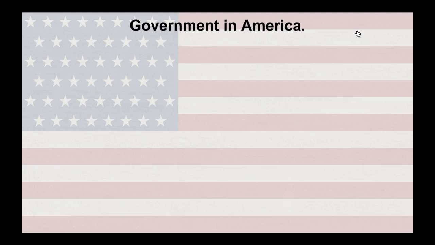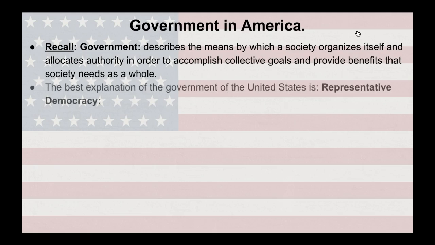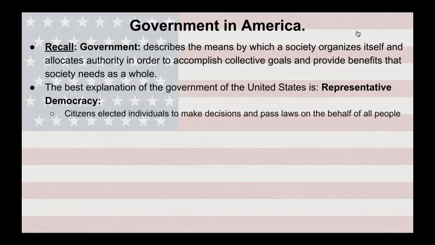Government in America. If you recall from our last lesson, government is the means by which a society organizes itself, allocates authority, and provides benefits to the society as a whole. And so the best explanation of a government in the United States is a representative democracy, because in a representative democracy, citizens elect individuals to make decisions and pass laws on their behalf.